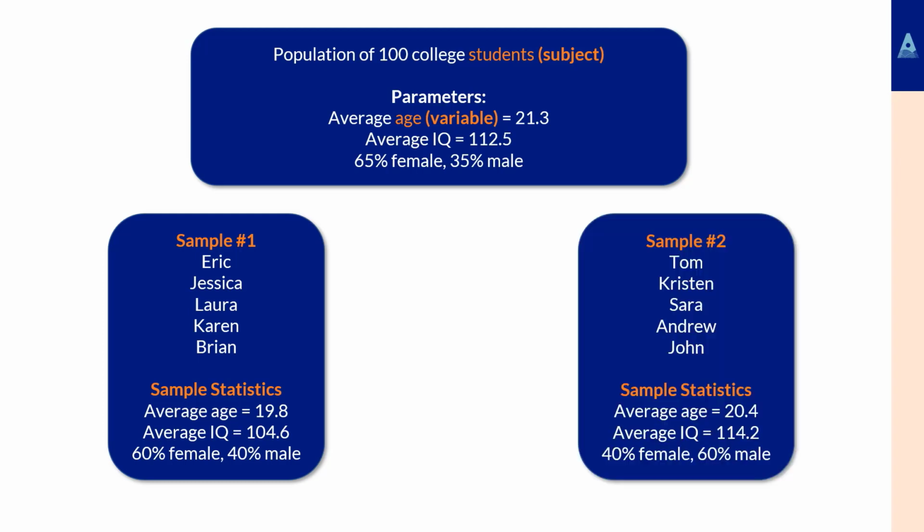If we take a different sample from the 100 students, we get 5 different people. And the sample statistics for this sample are average age is 20.4, average IQ equals 114.2, and 40% are female, 60% are male. And this is where we get sampling error again, because each sample differs from the other, and they both differ from the population.